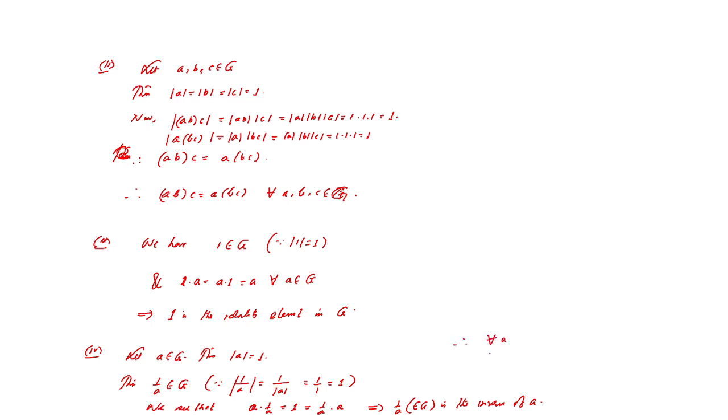Therefore we can say for all A belonging to G, there exists 1 by A belonging to G, such that A dot 1 by A equals 1 by A dot A equals 1. So 1 by A is the inverse. Existence of inverse is done. Now we conclude: all the properties, closure, associativity, identity and inverse, are done. Therefore we can say G with the usual multiplication is a group.